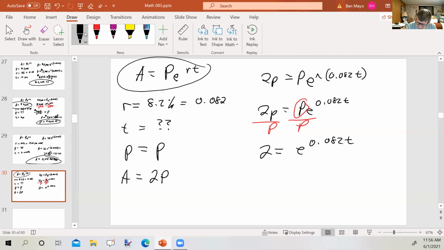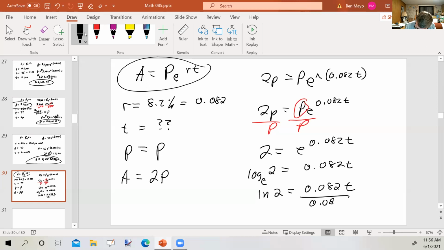All right, now we can change this into logarithmic form. It's going to be log base e of 2 equals 0.082 t. But isn't log base e just natural log? So this is the natural log of 2 equals 0.082 times t. Now, to solve for t, we'll divide both sides by 0.082. So t equals the natural log of 2 over 0.082. And let's go to the calculator and see what we get there.